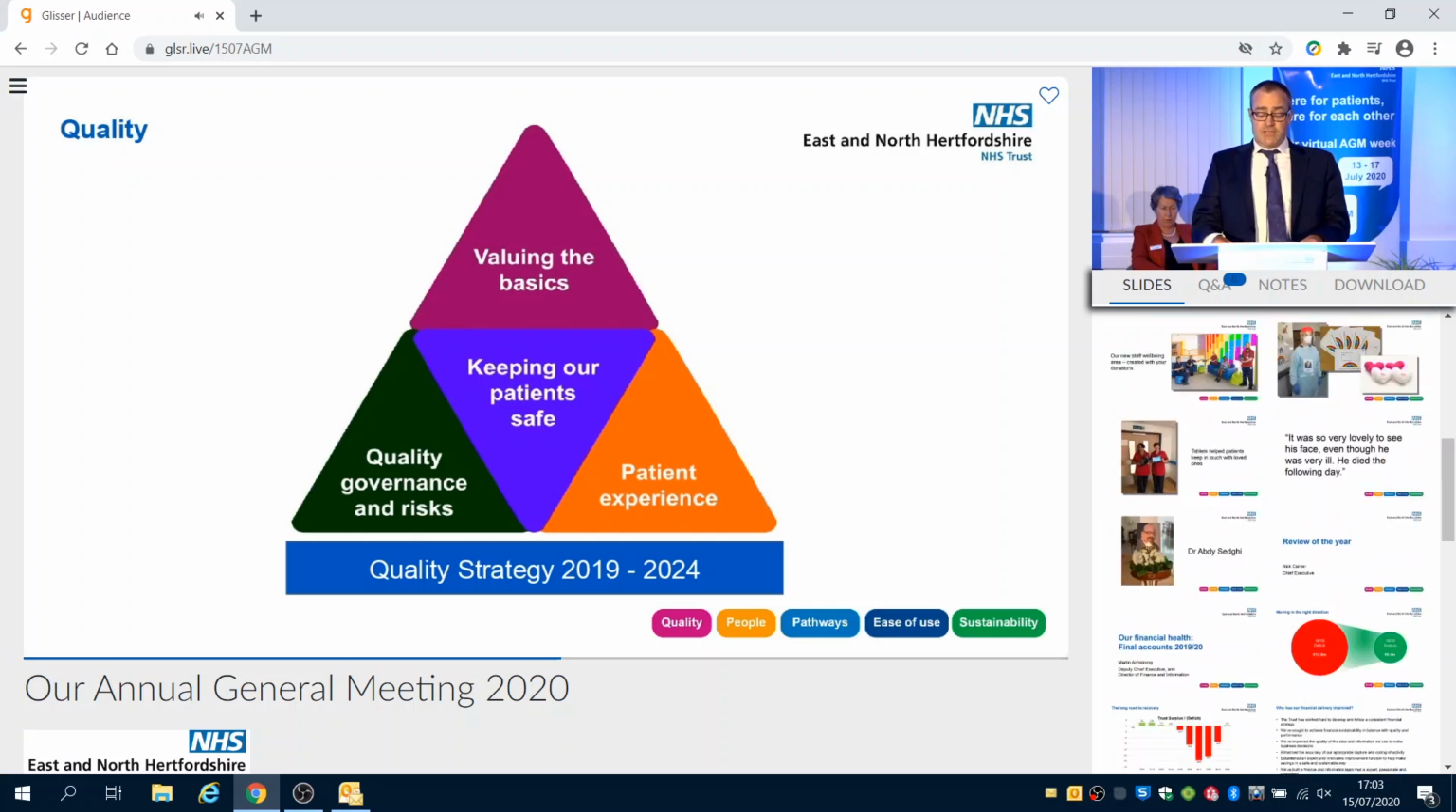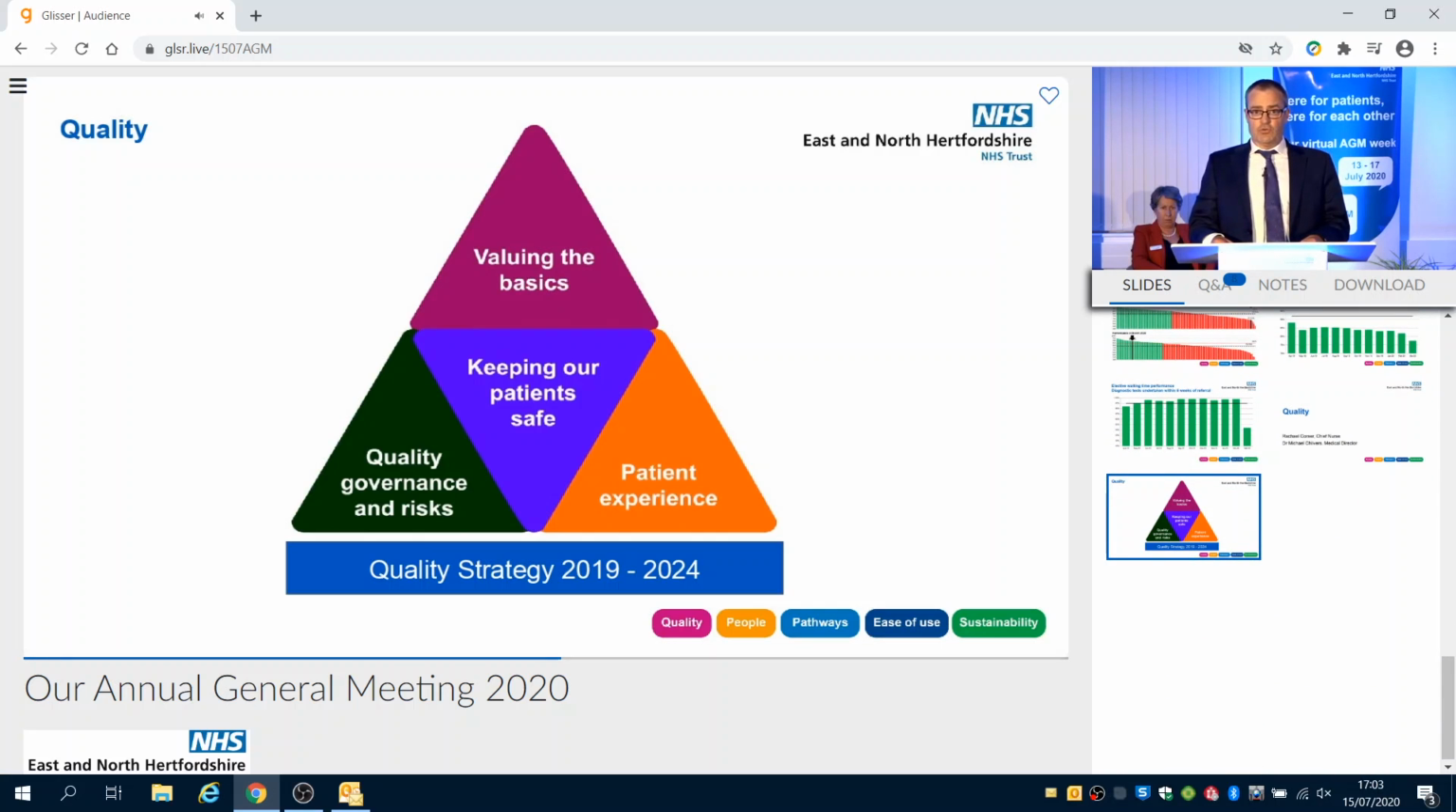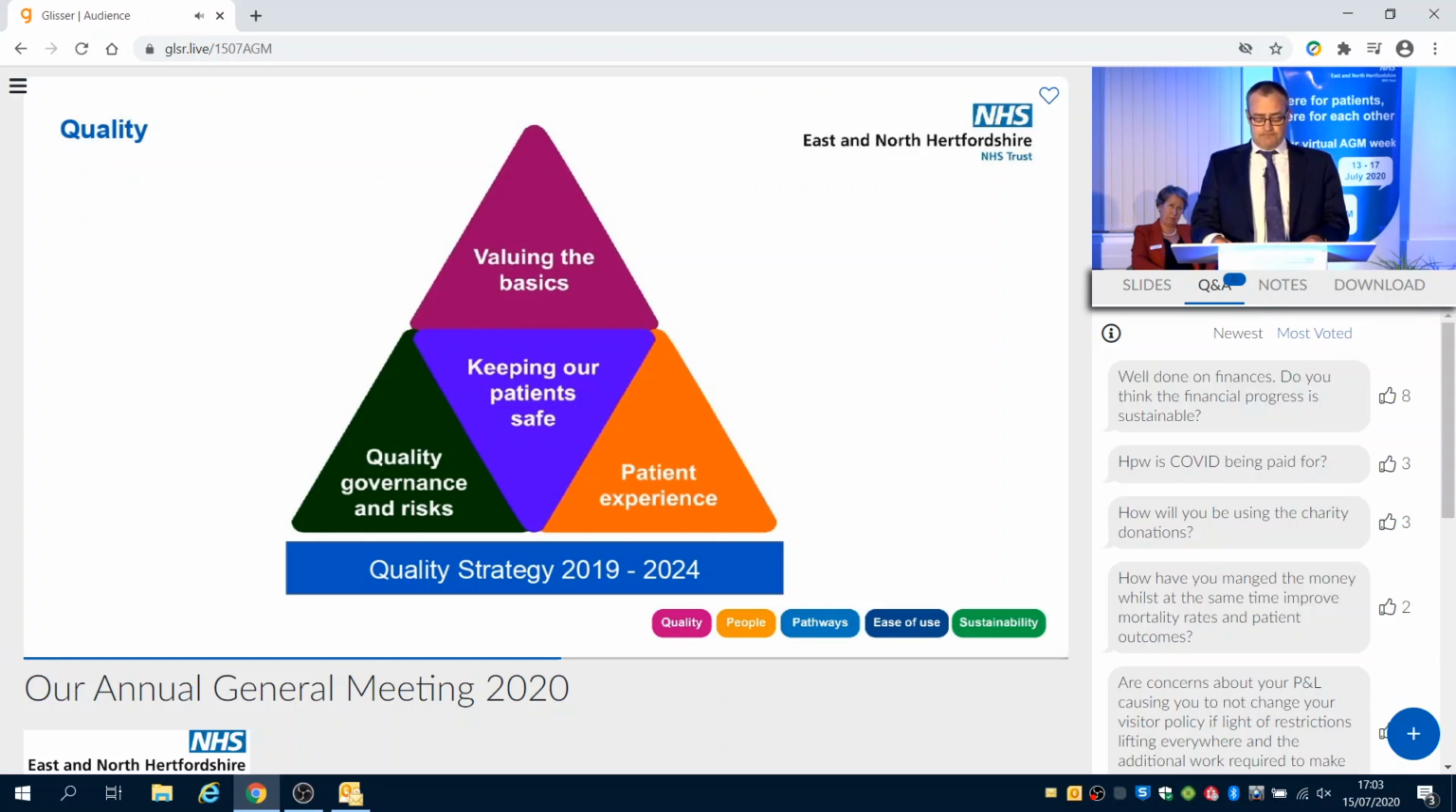Of course, the best thing that we can do is to avoid a death if at all possible. Therefore, we have set up a deteriorating patient group. This group's remit is to improve our processes for recognising when patients are becoming sicker, and to ensure the early escalation to more senior staff so that treatment can be put in place to prevent further deterioration.